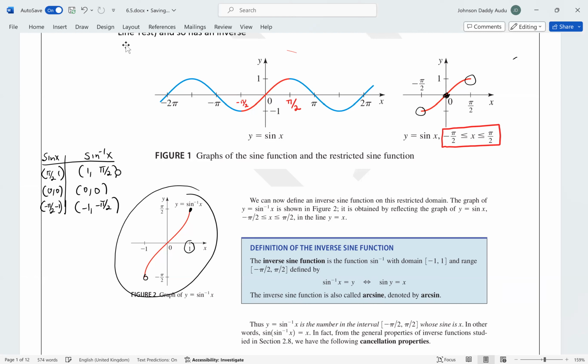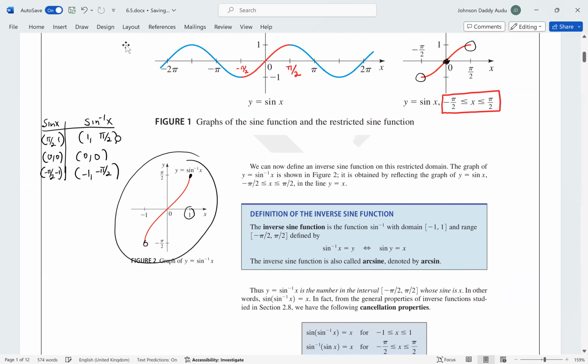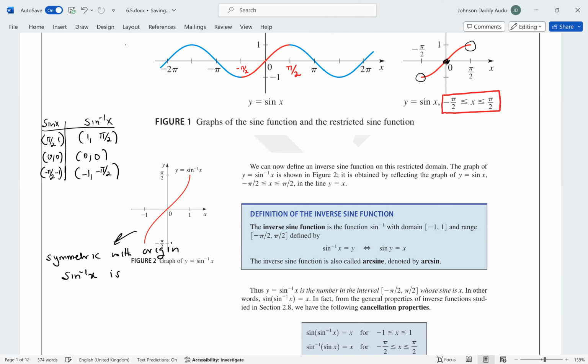All right, so now another thing we can see from the graph of sine inverse is that this graph, sine inverse of x, is symmetric with respect to the origin, right? So you can see it's symmetric with the origin. Now, since it's symmetric with the origin, what does that mean? It means that sine inverse of x is an odd function, right? Is an odd function.